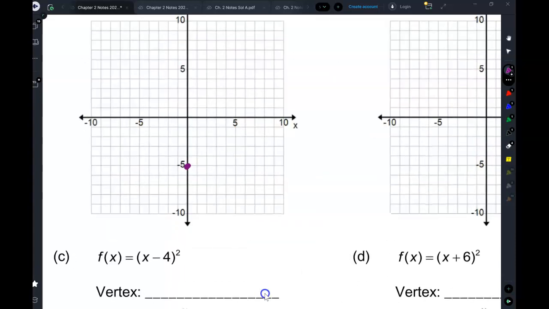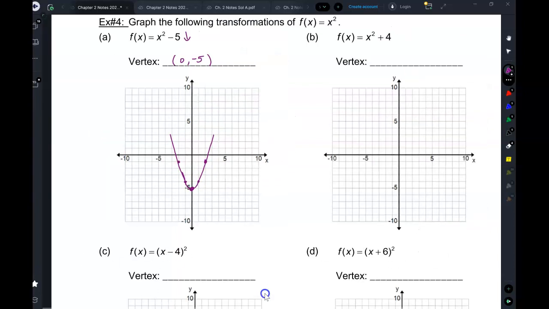Now, if I go over 1 unit, I should go up how much? 1. From the vertex, if I go over 2 units, how much should I go up? 2 or 4? 4, because we're squaring, right? Now that you have that, you can just mirror the points on the opposite side. So mirror that point there, and then I can graph my parabola. Do you see that? Okay.